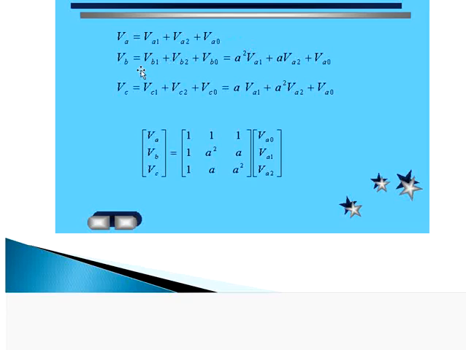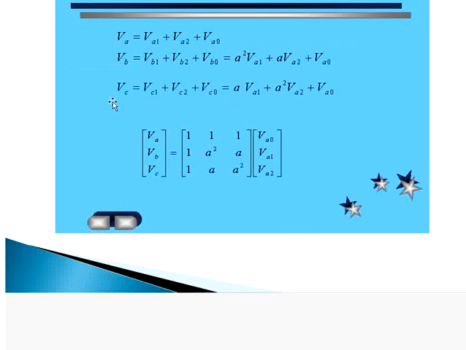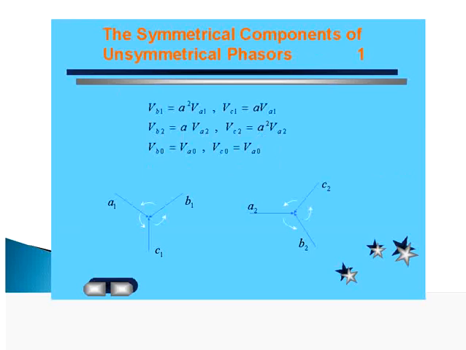Now, what is VB1 here? A square of VA1. A square into VA1, right? The same thing has been written here. What is VB2? A of VA2. Yes, exactly. The same thing has been written.